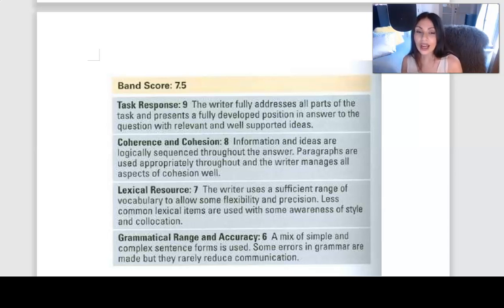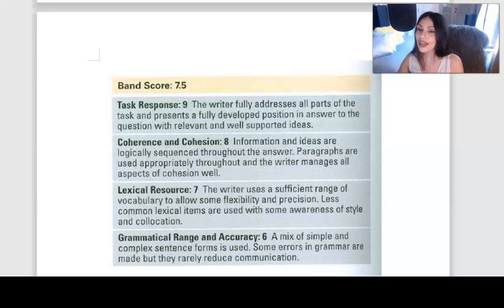In terms of cohesion and coherence, this candidate scored an 8, which is very, very high. Information and ideas here were logically sequenced throughout, paragraphs were used appropriately throughout, and the writer manages all aspects of cohesion very well. In other words, the candidate makes sense, has a certain fluidity in his or her writing, and does not leave the examiner with extra questions, does not leave space for misunderstandings or misinterpretations, because the language is clearly structured and it's clear to read and understand, from sequence to sequence.